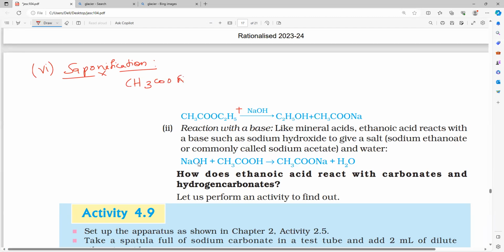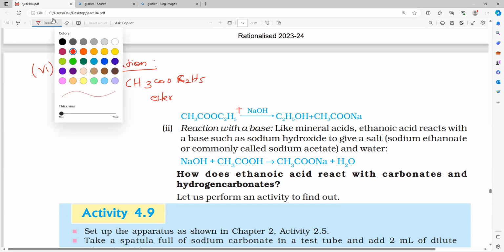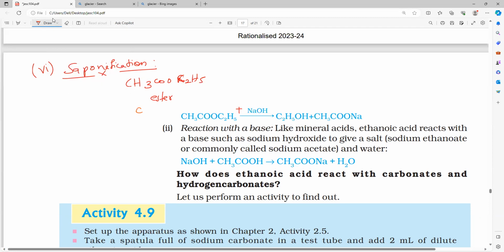CH3COOC2H5. What is the name of this ester, everybody? Ethyl acetate. So ethyl acetate is treated with sodium hydroxide, a base, an alkali. Then we heat it also, note it. We'll get again the salt, sodium acetate.